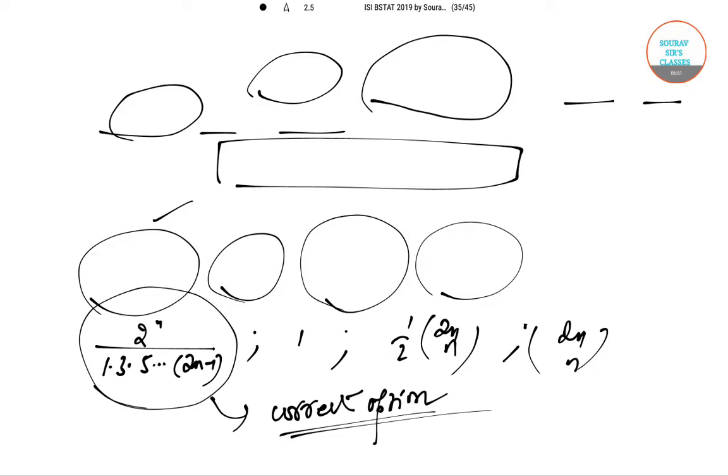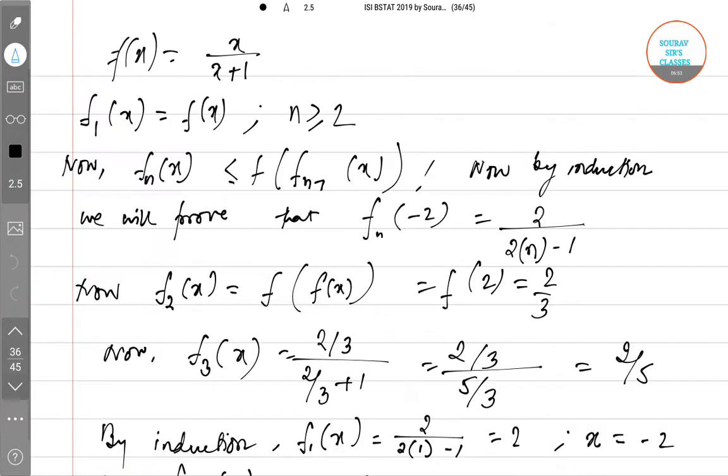So we have solved question number 21 from ISI BSTAT 2019 paper. So I hope you understood this question. Now we'll be moving towards the next question. So the next question is question number 22. Now we will be solving question number 22 from the same year, same paper, that is ISI BSTAT 2019. So now we will be solving this.